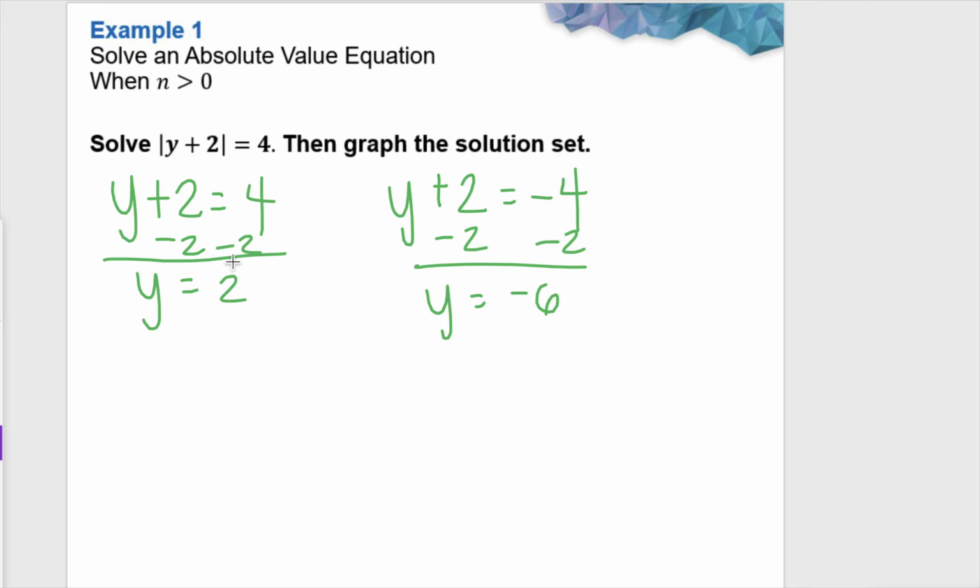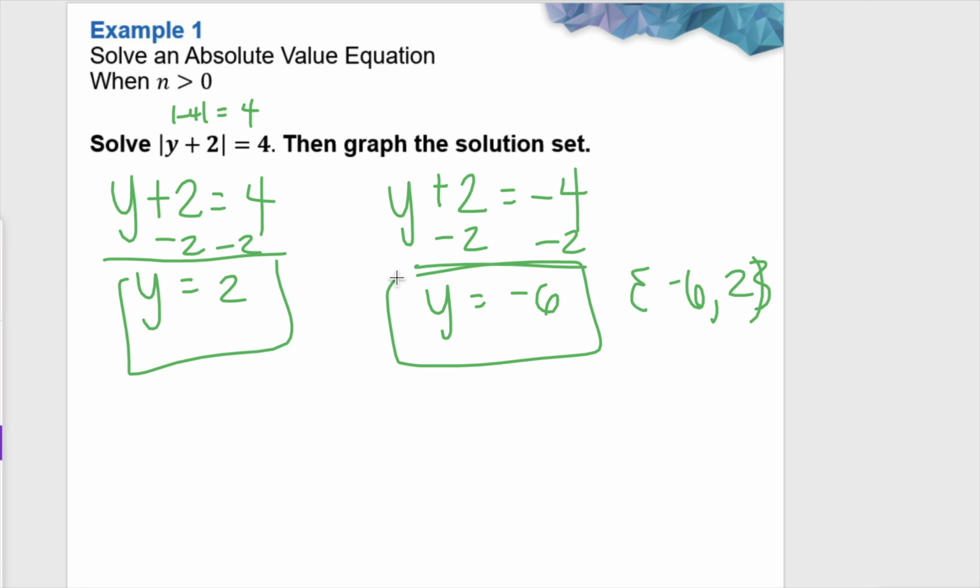I can prove that both of these work because if I plug in 2 for this y, 2 plus 2 is 4, and the absolute value of 4 is 4. And if I plug in negative 6 for y, negative 6 plus 2 is negative 4, and the absolute value of negative 4 is still 4. So that's why I'm allowed to have two solutions. You can say your solution set is negative 6, comma 2, or just say y is equal to 2 and y is equal to negative 6.